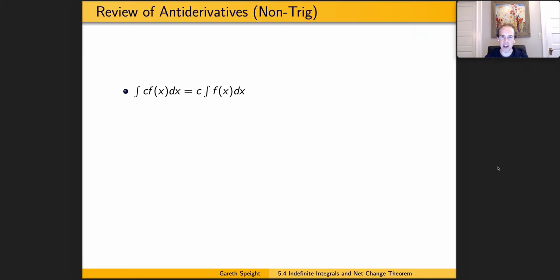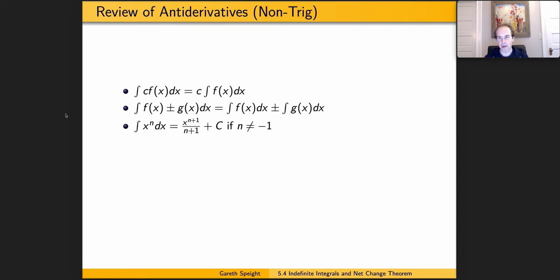Let's review all the antiderivatives we've seen so far, using now the notation of indefinite integrals. If we want to find the antiderivative of a constant times f, we just take the constant times the antiderivative. We can say the same rule using indefinite integrals: the indefinite integral of a constant times f is the constant times the indefinite integral. The antiderivative of a sum is the sum of the antiderivatives, and similarly with subtraction. The antiderivative of x to the n is x to the n plus 1 over n plus 1, plus c, if n is not minus 1.